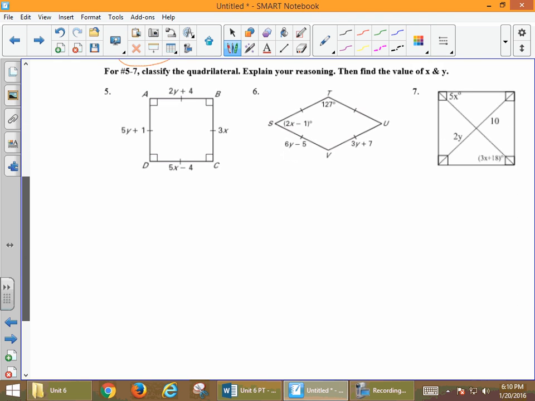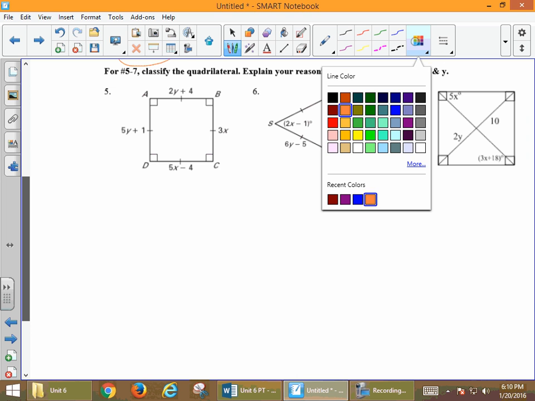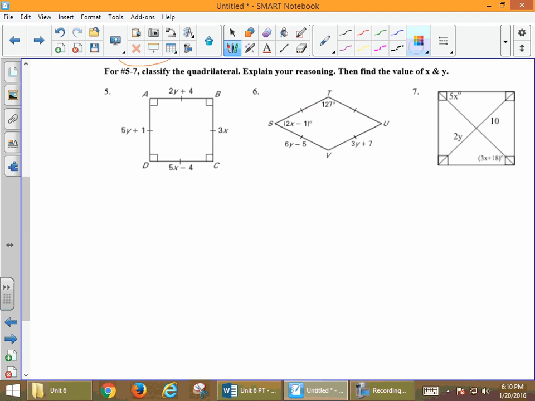Moving on. 5, 6, and 7 say classify the quadrilateral. Explain your reasoning, then find the value of x and y. So let's classify. I'm going to classify number 5 first. The classification for number 5, it is a four-sided figure. It means it's a quadrilateral.